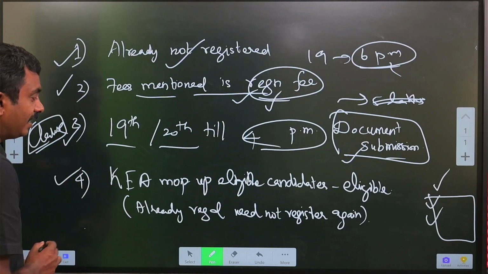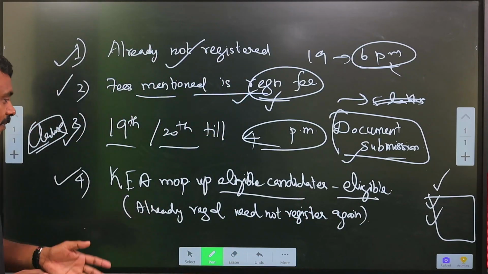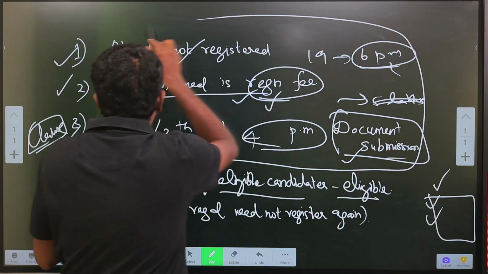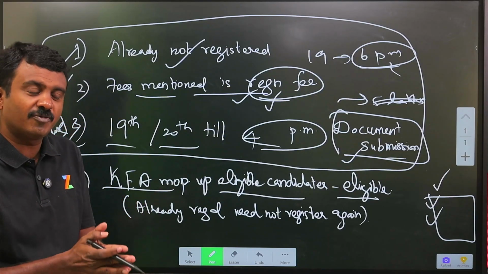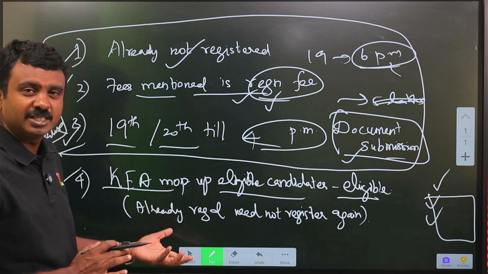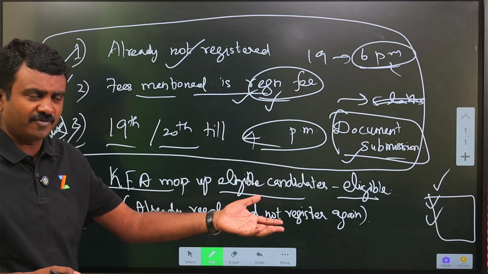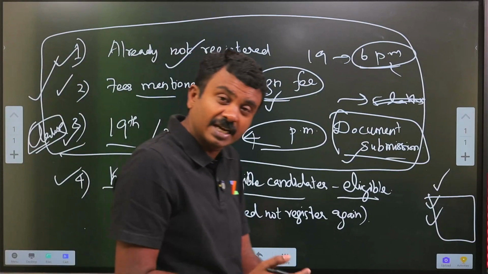KEA mop-up eligible candidates, whoever was eligible for KEA mop-up, this is not fresh registrations, we are closing fresh registrations information here. Whoever is eligible for mop-up is supposed to be eligible for the stray round now. There's some confusion going on, but if you are eligible for mop-up and you have joined, straight away go ahead and fill choices. If you are eligible for mop-up and you did not join, you might be able to fill choices still. That is what the rule says.